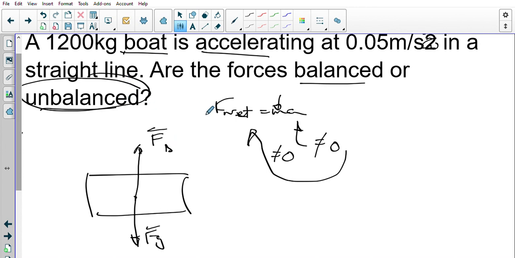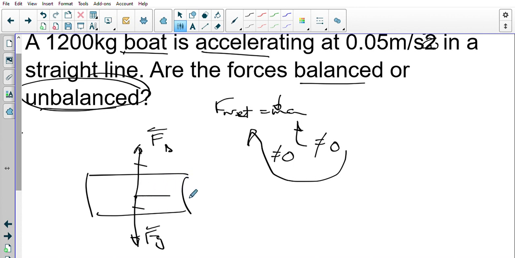Is it a normal force? No, it's not a surface as such. It's just still going upwards. Are these going to be equal to each other? Yes, because the boat is not sinking, we hope, and it's not flying up into the air, so these things are going to be equal to each other.